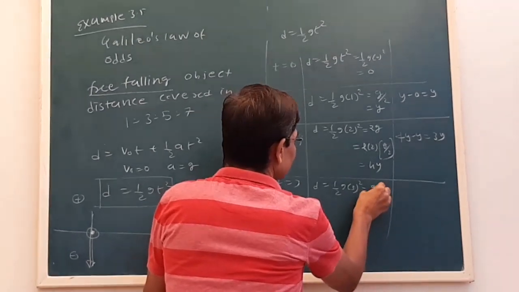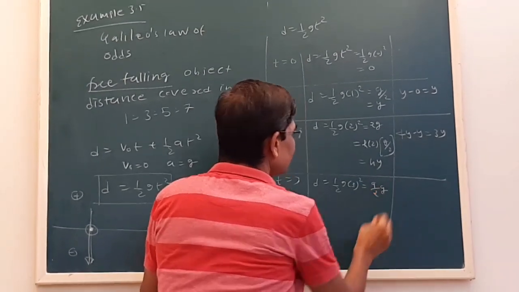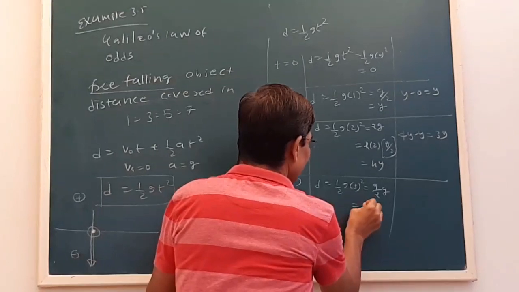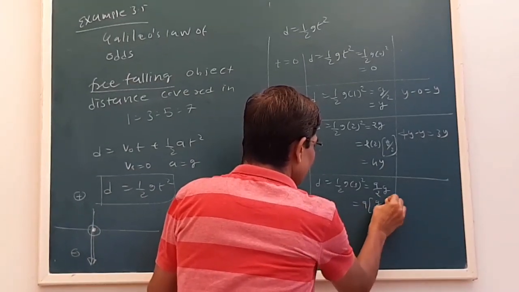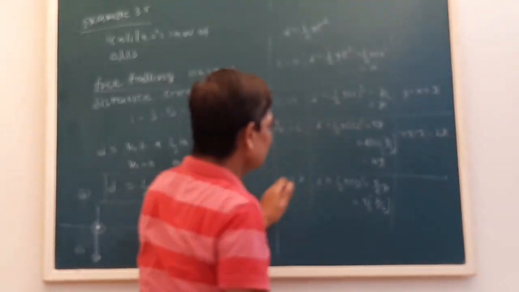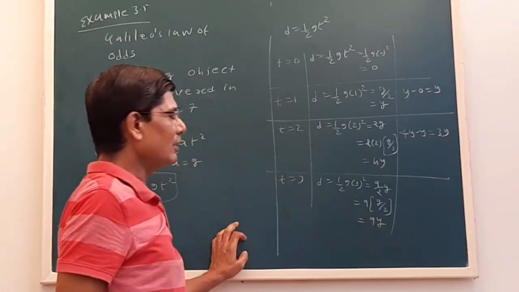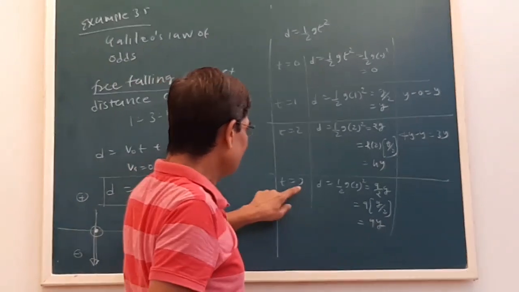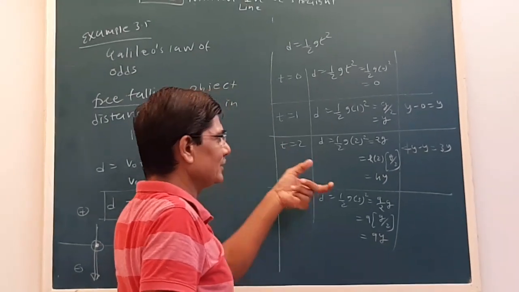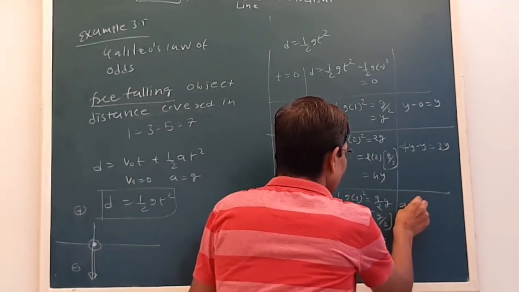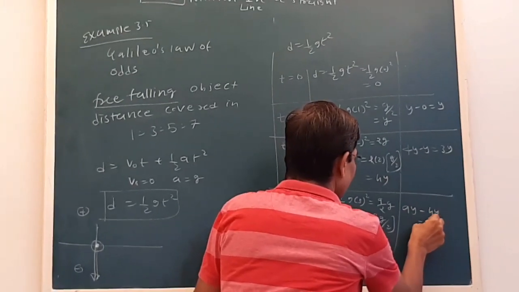Okay. So it is 9 by 2 g. Now this we can write as 9 into g by 2. Again, see, our g by 2 is y. So this will be 9y. Now see, the distance covered in the time interval of 2 seconds and 1 second, that is the difference of this, will be 9y minus 4y, which is 5y.